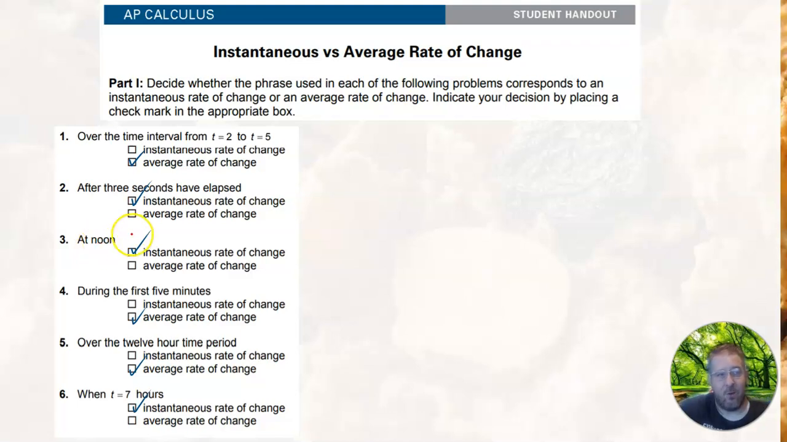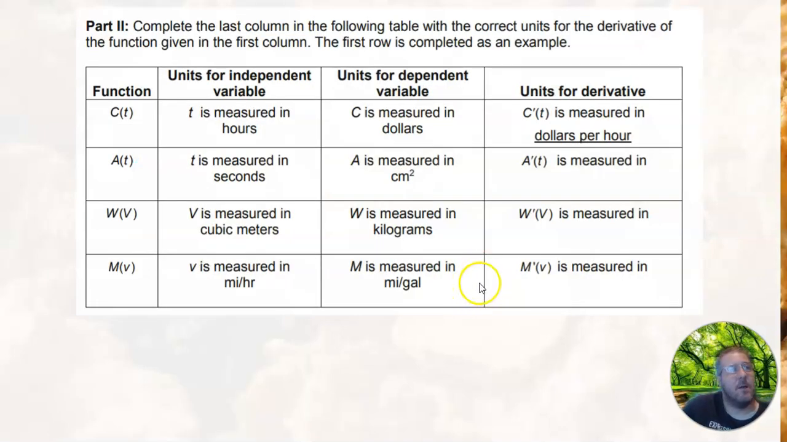Number 3, at noon. Once again, same thing as this. You're talking about that one instant. During the first 5 minutes, that's from 0 to 5. That's an average over that interval. That's the key here. If it's over an interval, you're talking about an average rate of change. Over a 12-hour period, perfect. At 7 hours, at that specific instant, that just makes sense.